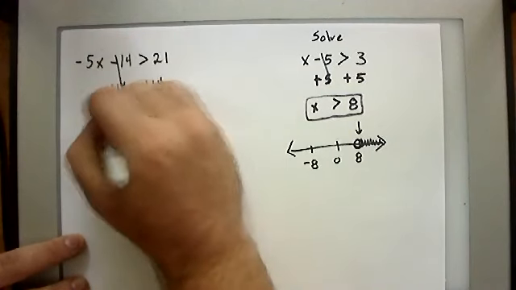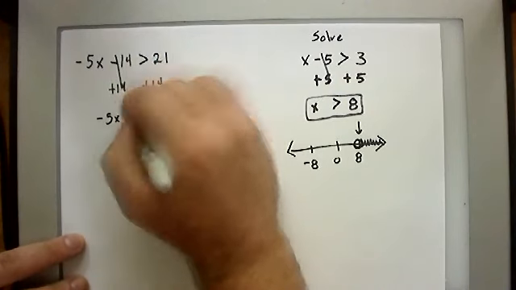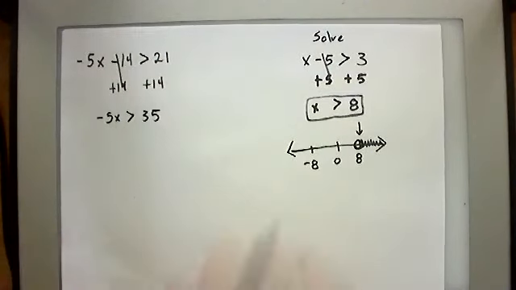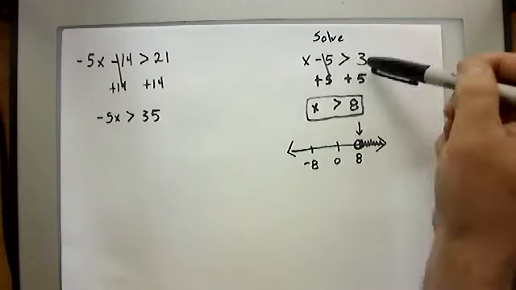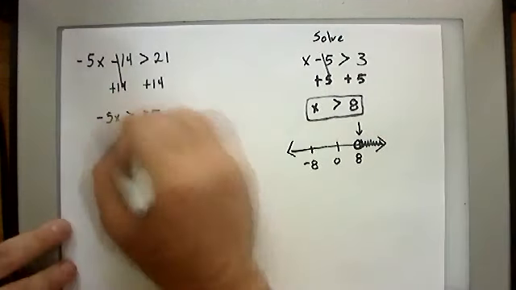So now we have -5x. 21 plus 14 is 35, and you just bring the sign down. I mean, these solve just like they said equals, right? It solves just like it says -5x minus 14 equals 21. Just like over here, we added 5 to both sides, just like we would if it was an equal sign. The difference here is what's about to happen now.